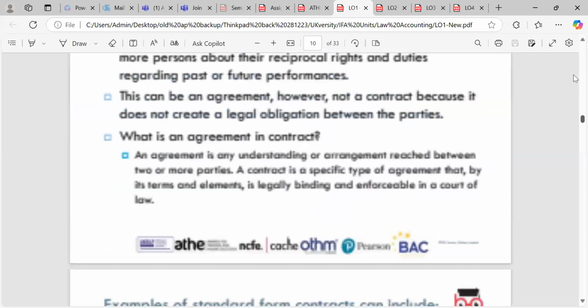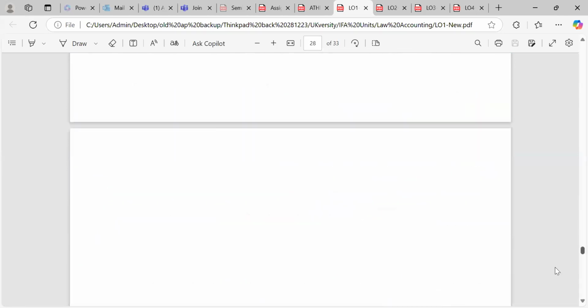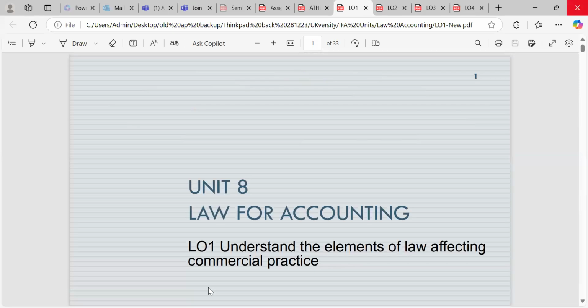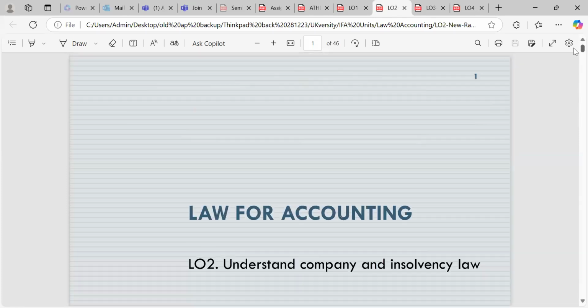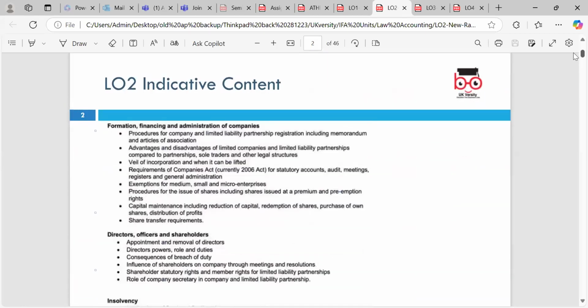So please, these slides are quite useful for your assignment. It's good to cross-read them first and rewrite them, and you can reference various books as well, which I'll show you. Okay, then we had lesson 2. In lesson 2 we learned about understanding company and insolvency law: insolvency, liquidation, and administration. So we discussed liquidation.